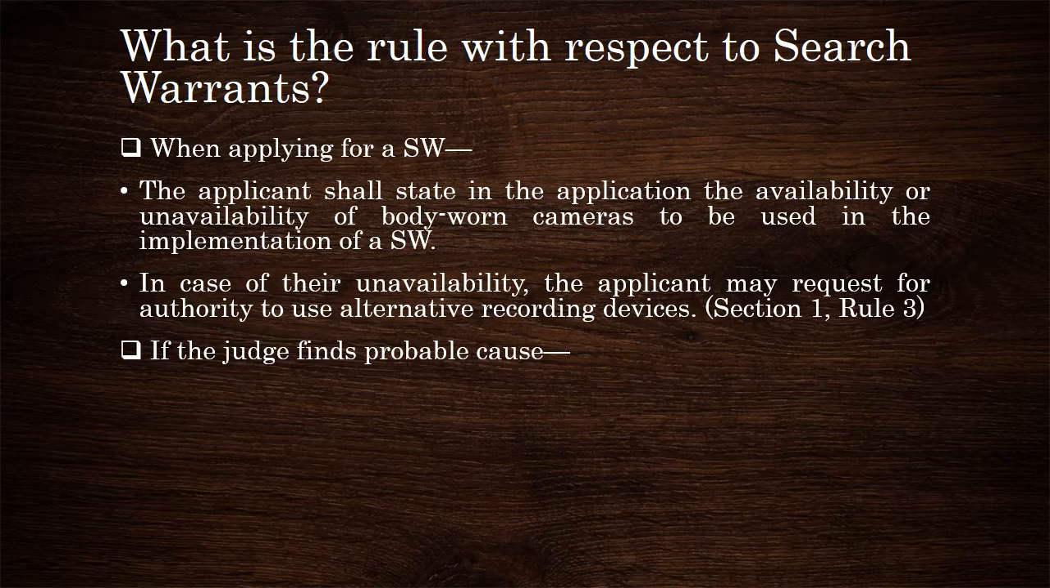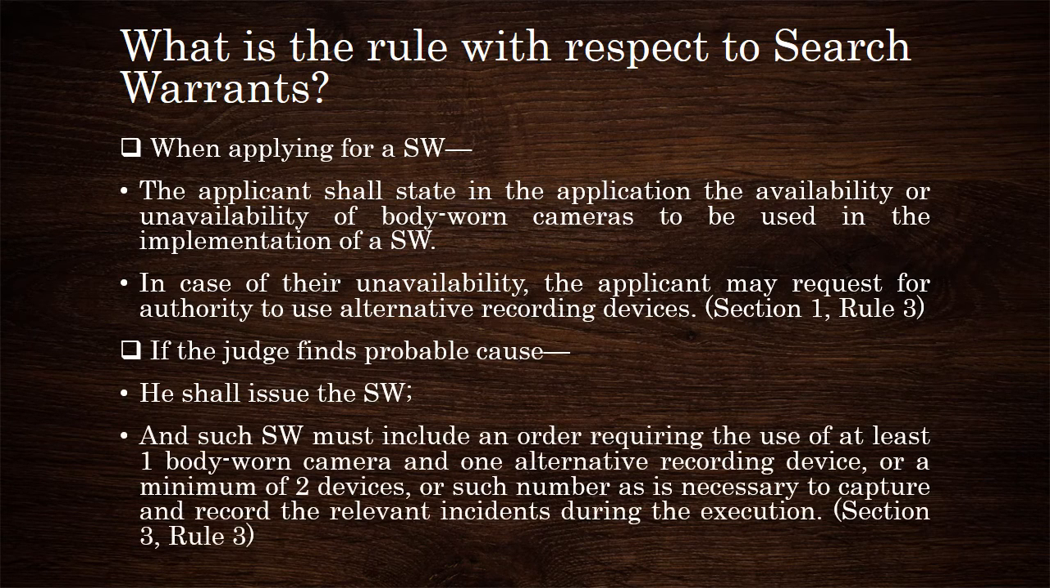Now, what if the judge finds probable cause for the issuance of a search warrant? What happens next? The judge, of course, shall issue the search warrant kasi merong probable cause. And such search warrant must include an order requiring the use of at least one body-worn camera and one alternative recording device, or a minimum of 2 devices, or such number as is necessary to capture and record the relevant incidents during the execution.